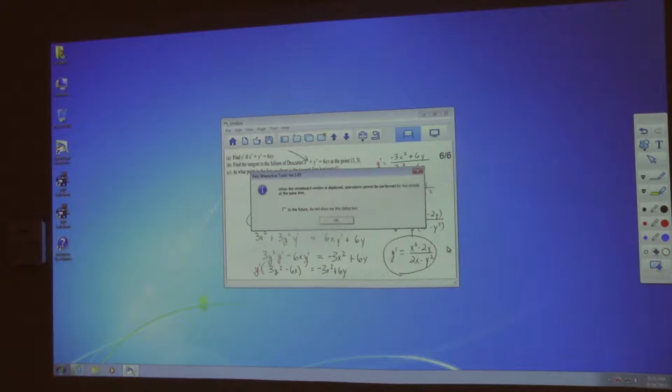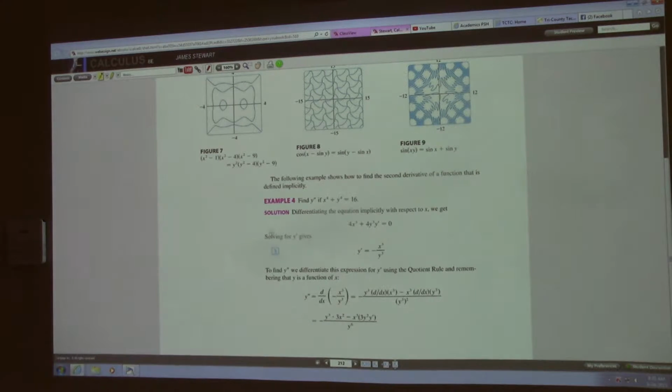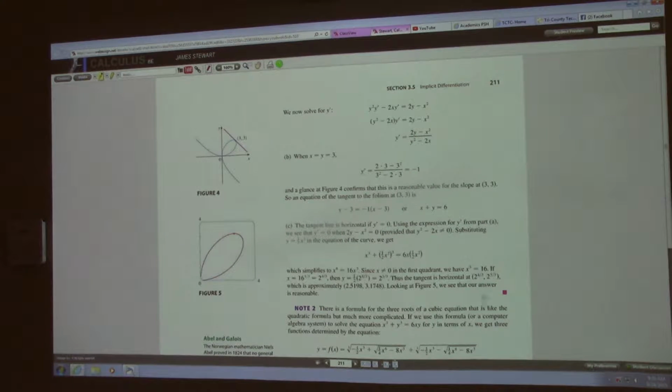Thank you. It's page 211. Let's see if I can find it. 211. There it is.